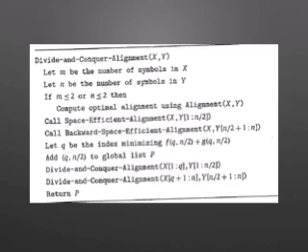Then we use a recursive call: Divide-and-Conquer-Alignment calls itself with a smaller range of parameters, that is x[1:q] and y[1:n/2]. Then we make another recursive call to Divide-and-Conquer-Alignment with x in the range q+1 until m, and y in the range n/2+1 until n. Finally, we return P.